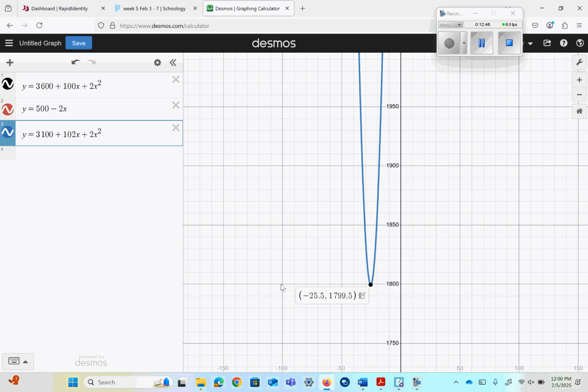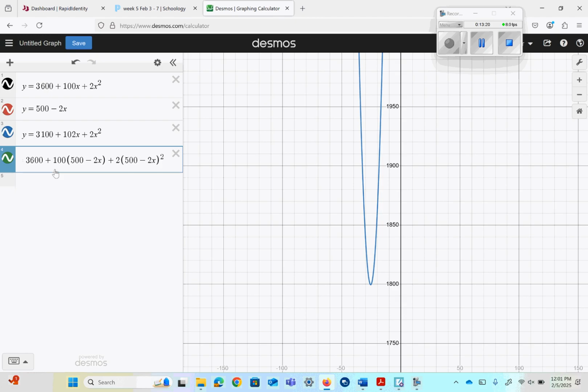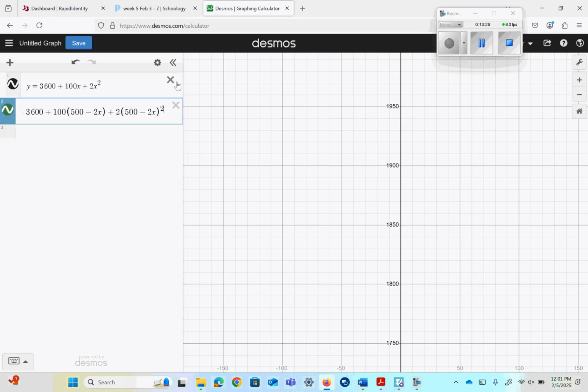All right, let me try one more way. So let's try this. Y equals 3600 plus 100, and I'm going to substitute in 500 minus 2x, plus 2x, or 500 minus 2x, quantity squared. And get that gone.